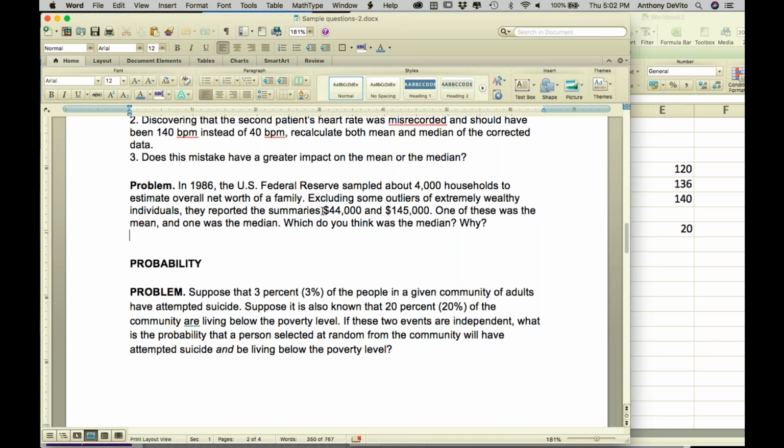I would think that that's probably the median income, right? And this is probably the mean income. I'm guessing, right?